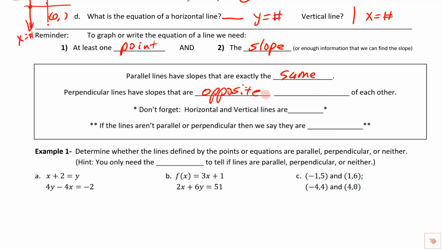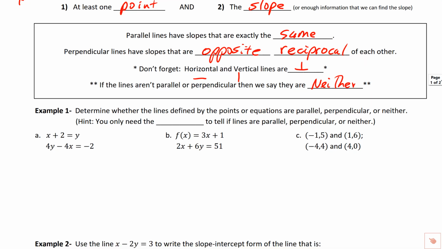When we say opposite reciprocals, what we mean is they have to be opposite signs. One's got to be positive and one's got to be negative, okay? And when we get reciprocals, if they're fractions, they're flipped over from one another, okay? And then don't forget that horizontal and vertical, horizontals like this, verticals like this, those are perpendicular to each other. Again, notice the symbol's made up of a horizontal and a vertical line. And then if lines aren't parallel and they're not perpendicular, then we just say they're neither. There's just 3 categories for these.